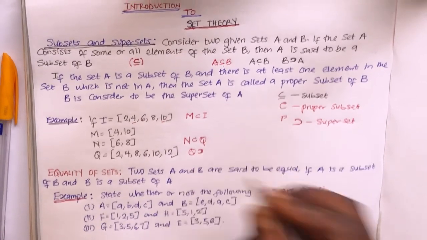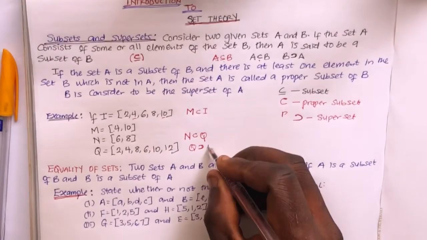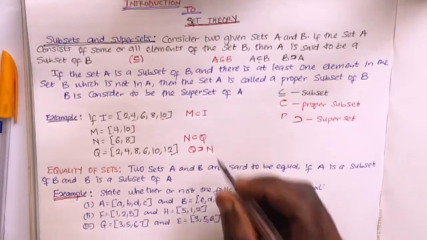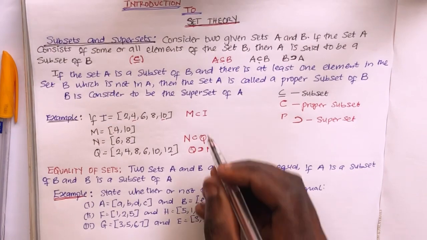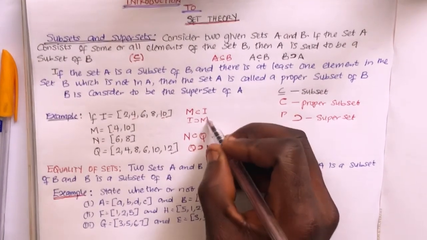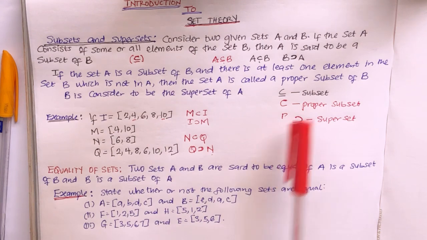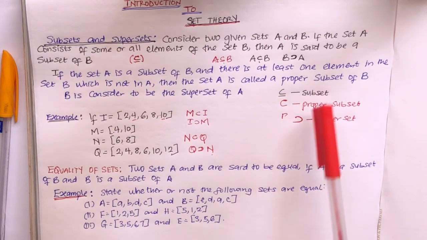It's just like you turn it into the inverse sign, like you change the sign like this. So our Q is a super subset of N. Similarly, our I is a super subset of M. Can you see now? So now, which other case do we have here? We have the case of subsets. Let's move to subset.